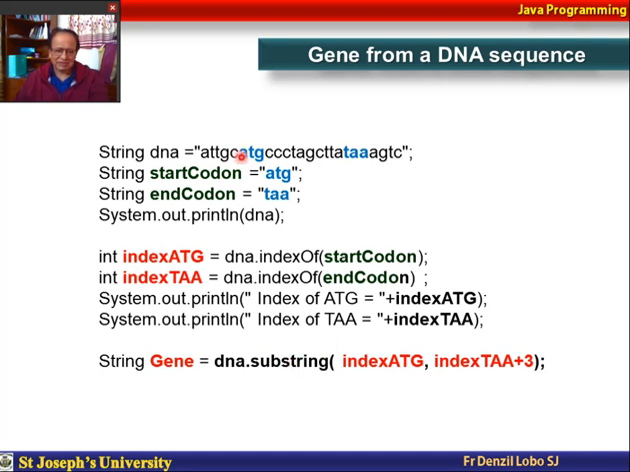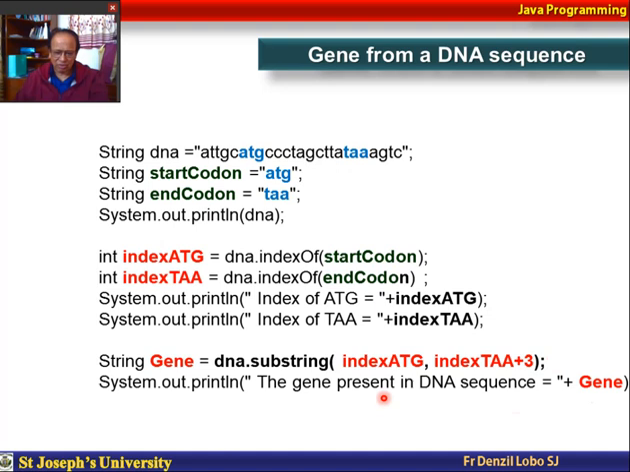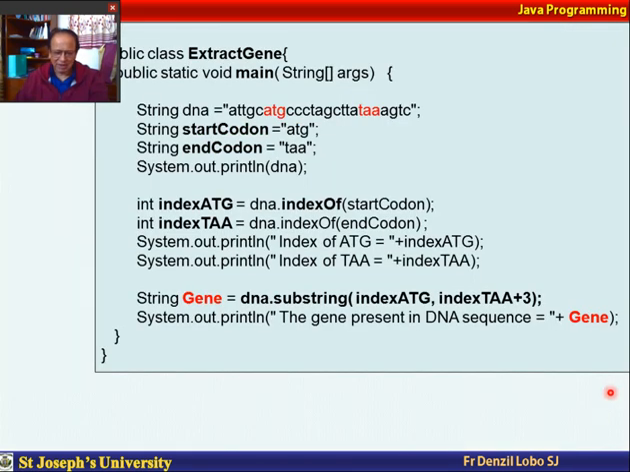from the index ending with here plus 3 I have given. That means I want TAA also to appear. Therefore index TAA would have been given up to here only. I would have got ATG up to TTA. But I am saying I want TAA also to appear. Therefore plus 3. So then the gene present in the DNA sequence, I print the gene.